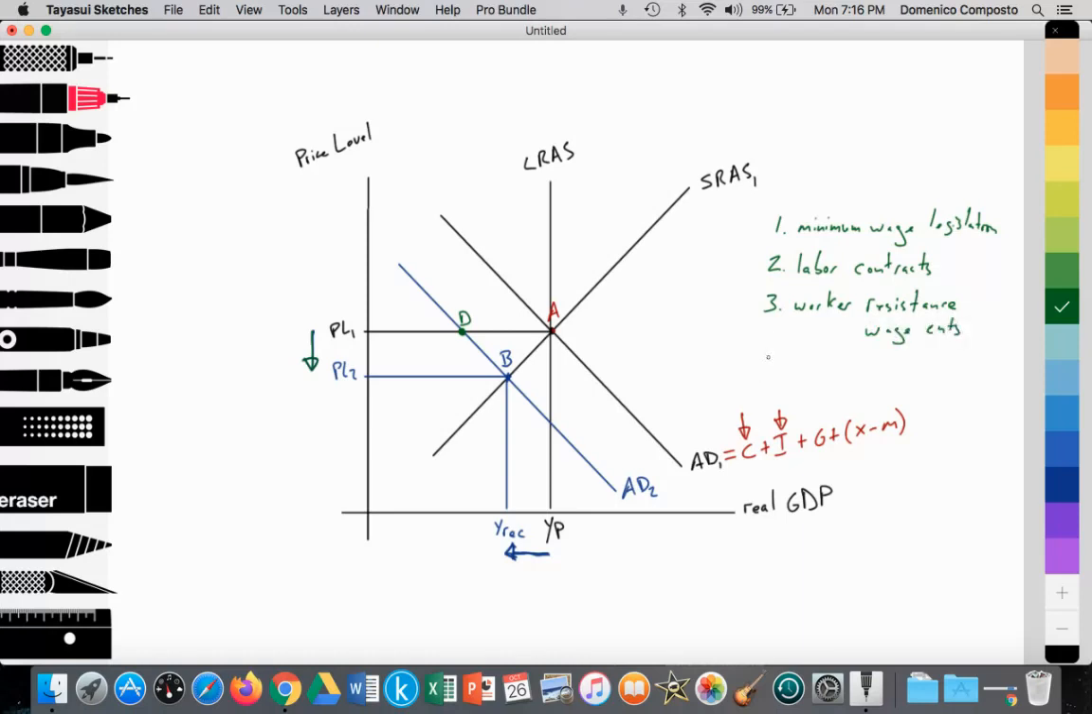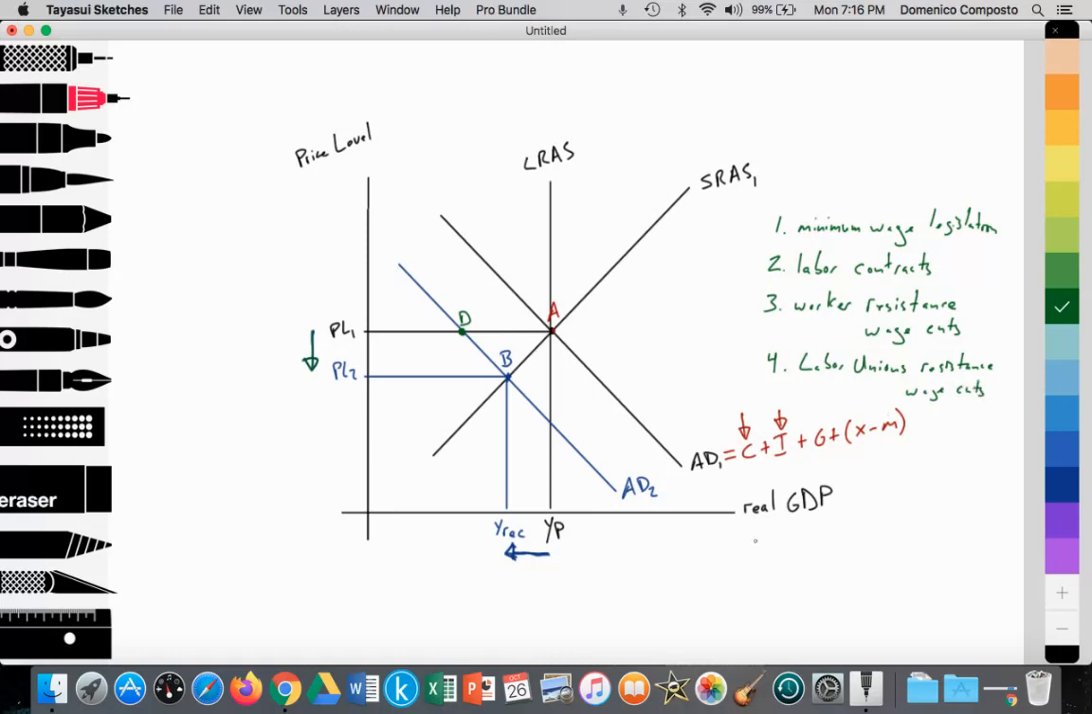And with that, I'd say number four, labor unions. Labor unions are beginning to gain strength in the early 20th century, late 1800s. And so labor unions collectively resist wage cuts as well. Okay, and again, that price level's not falling.